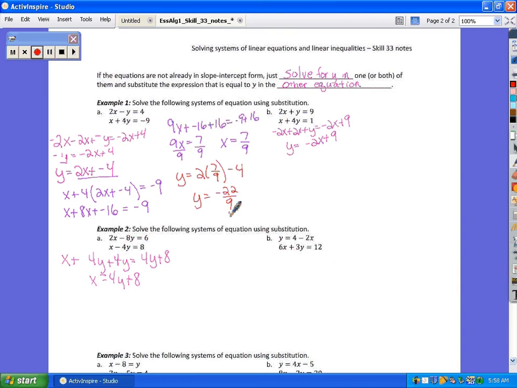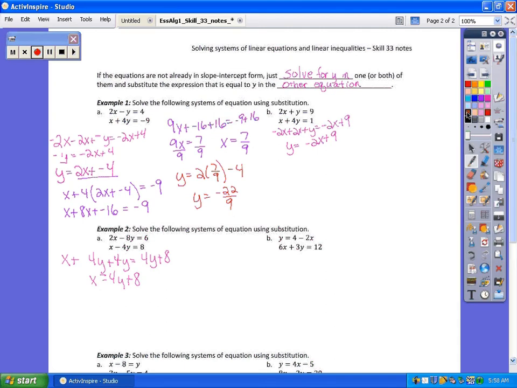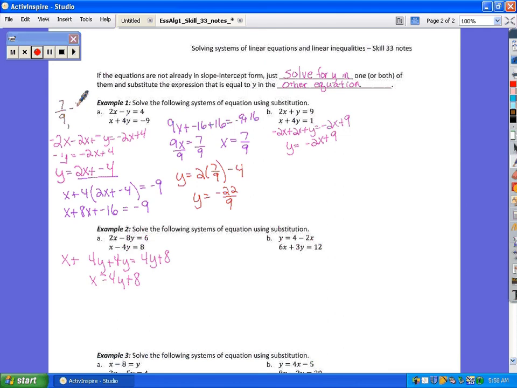So here's my x, here's my y. Somewhere I need to list that is a solution to this system. So I'm going to put it in ordered pair form, 7/9, negative 22/9. And there's the first problem.